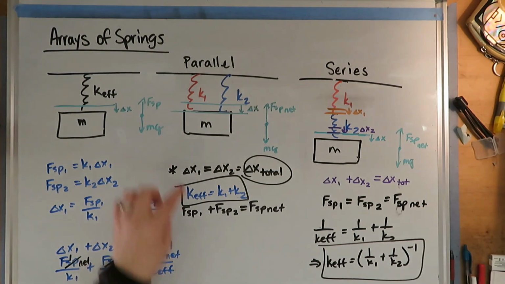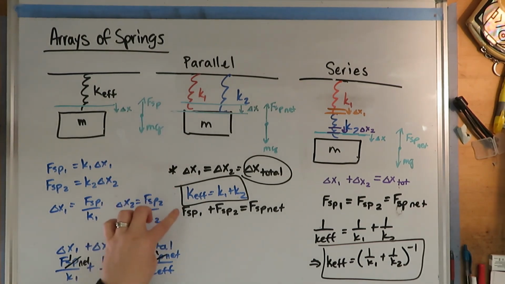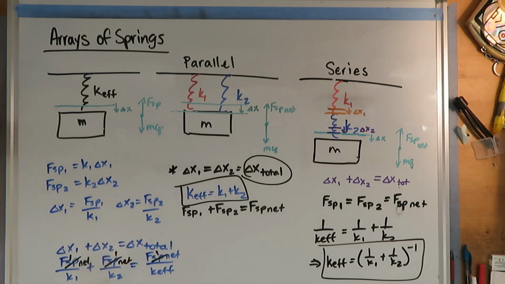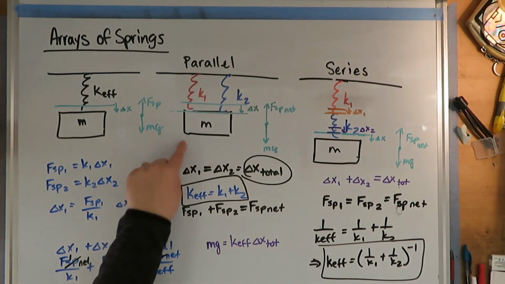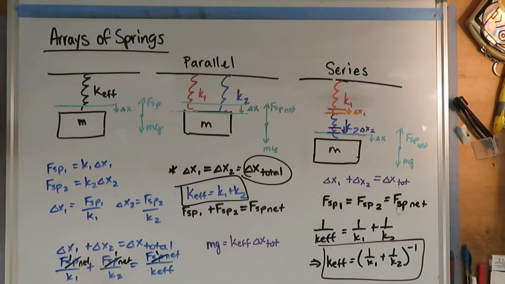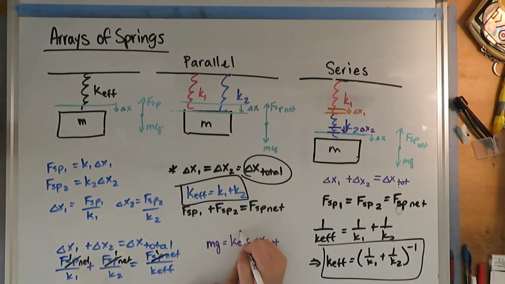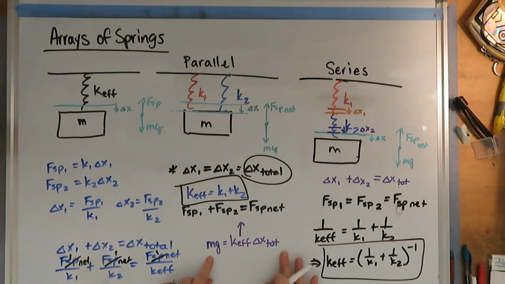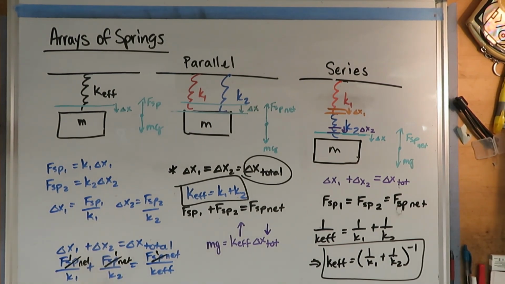what this tells me here is that if I add more springs in parallel, no matter what their values are, I'm always going to get a larger spring constant. So since my gravitational force is equal to k effective times my displacement total, in this case my gravitational force doesn't change depending on the number of springs that I put in place. But if my k effective increases by adding more springs, then in order to have this add up to be mg, the overall displacement of each spring is going to decrease.